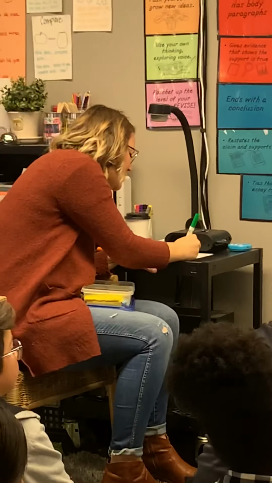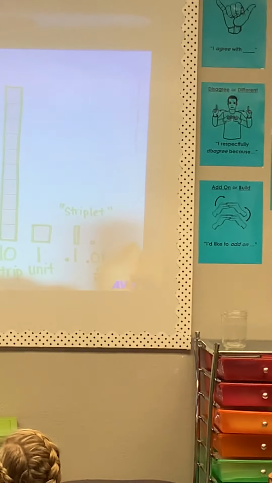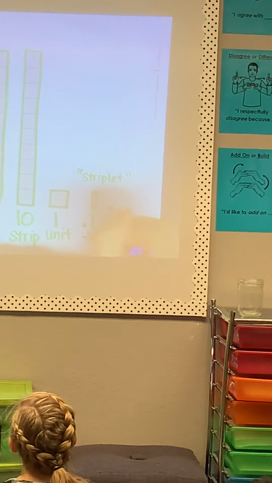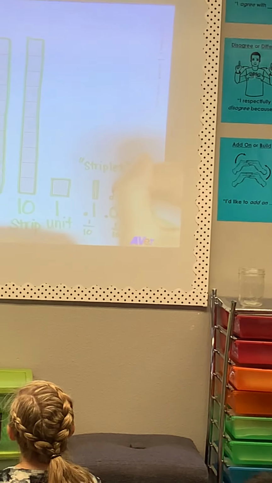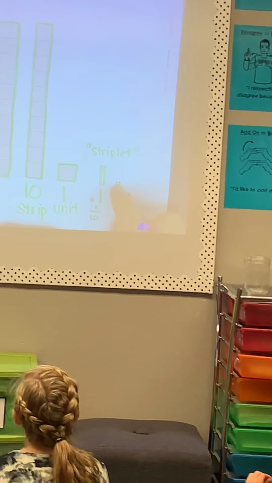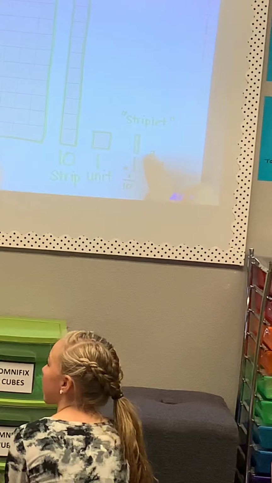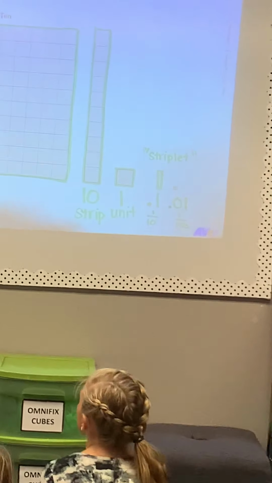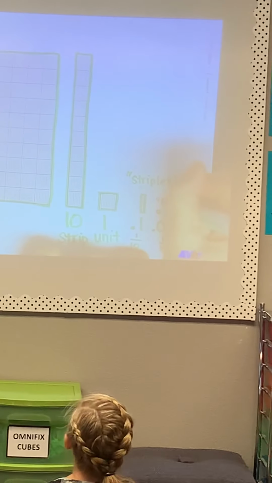Okay, and this teeny tiny little piece right here, that's 1/100. I'm gonna write it as a fraction too. You know what we're gonna call that? A mini striplet. Nope, it's in the shape of a mat, but it's smaller, so we're gonna call it a matlet.